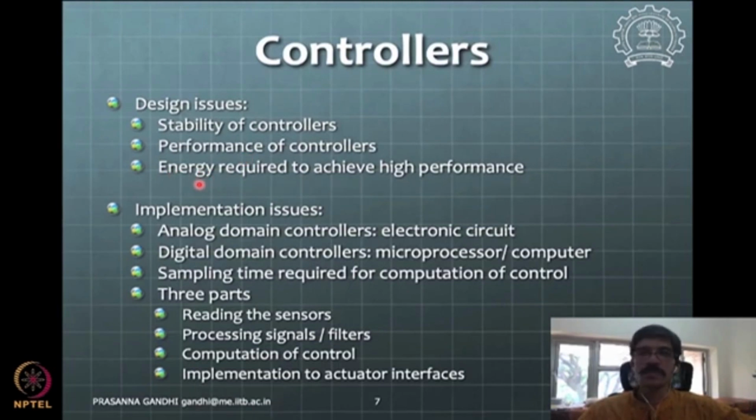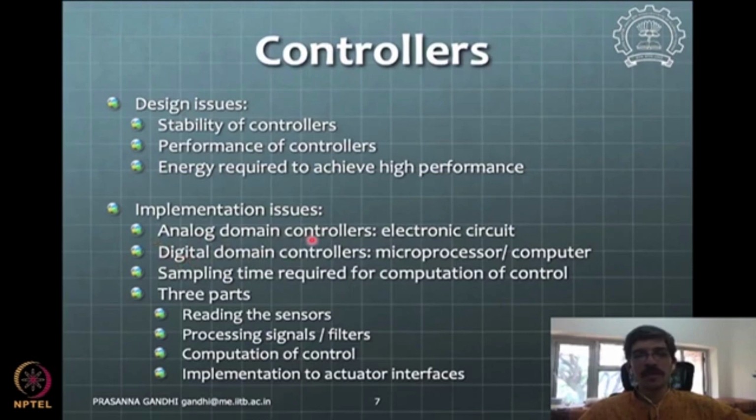Often people miss this out: the energy or control input required to achieve this performance needs to be monitored, to make sure we are not exceeding the saturation limit of the actuator. And then there are implementation issues. In the implementation, you will have two ways: analog domain and digital domain. Of course here we are talking about the digital domain.